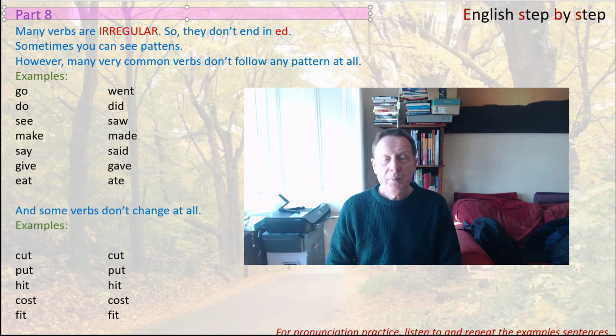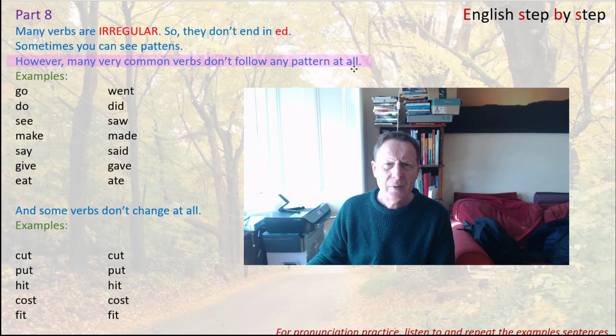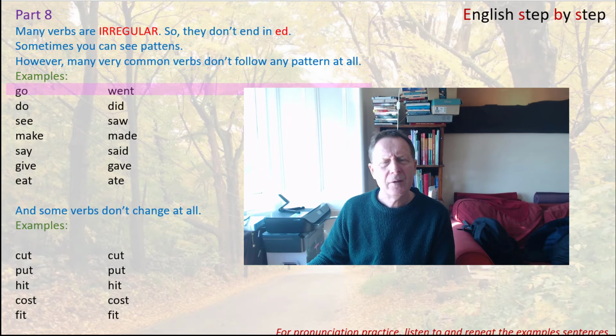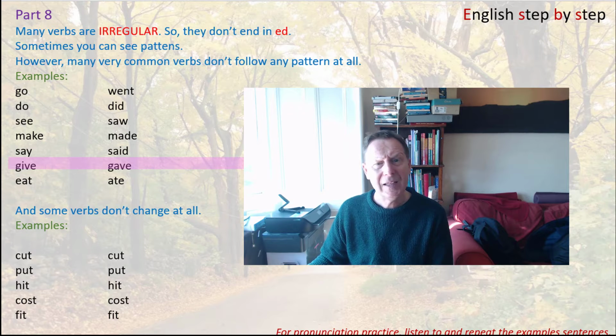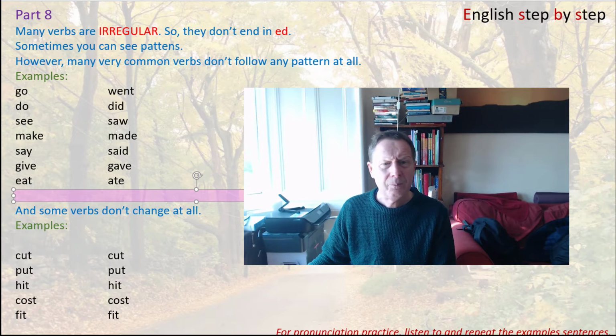So as you can see, sometimes you can see patterns, which makes it easier to remember them. But of course, some very common, very old verbs in English don't follow any pattern at all. Go and went, for example. Do, did. See and saw. Make and made. Say and then said. Give, gave. Eat and ate. So these are very common verbs, and it's difficult to put them into one list with one pattern.